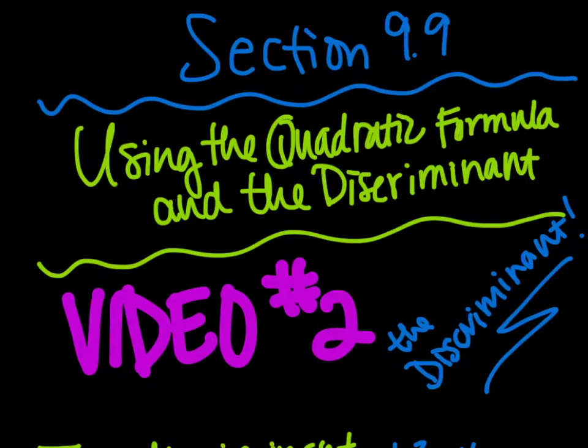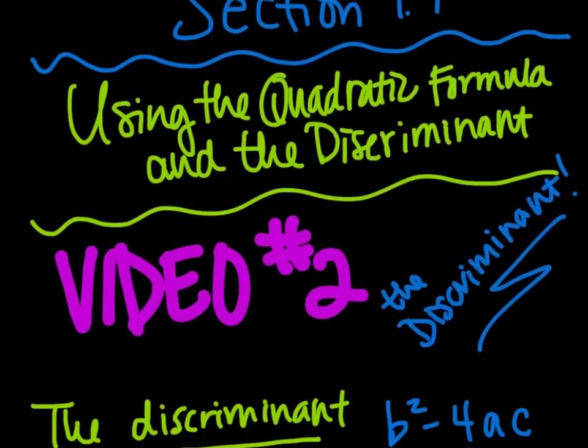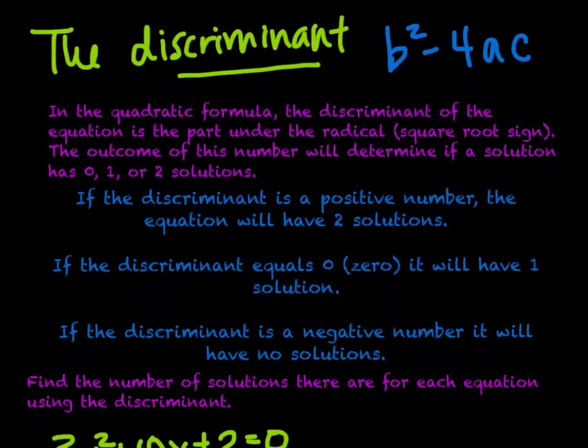Here is section 9.9, and in this section you're going to be learning how to use the discriminant, but we're still in that same section using the quadratic formula and the discriminant. In this video, we are going to understand what the discriminant is. So, let's do just that. Here we go. The discriminant.